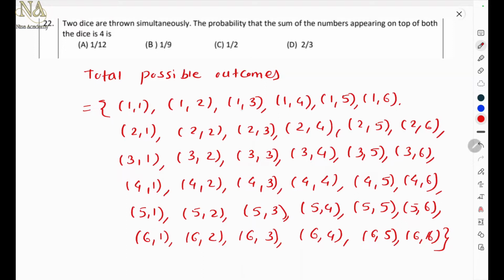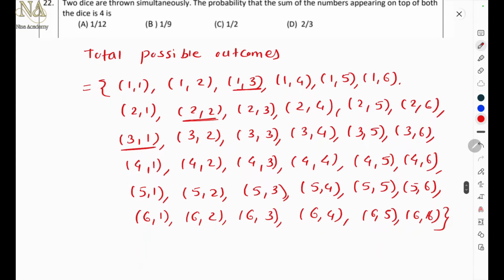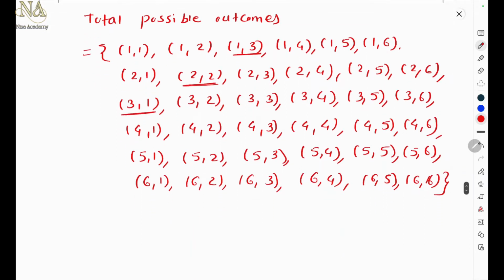In the first line, if you see 1 3, that is 3 plus 1, 4. Here 2 2, and then here 3 plus 1, 4. Anything else? No. From here onwards it will be 5, this will be 6, and so on. It will be greater than 4. So only 3. Favorable outcomes are 1 3, then 2 2 and 3 1.